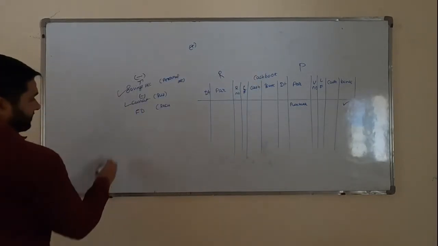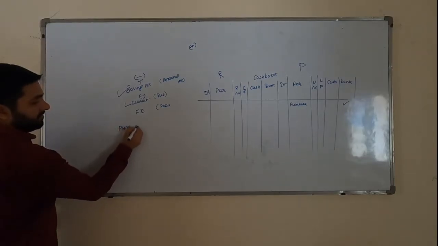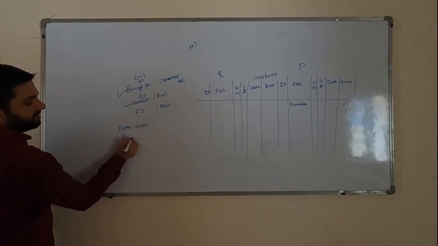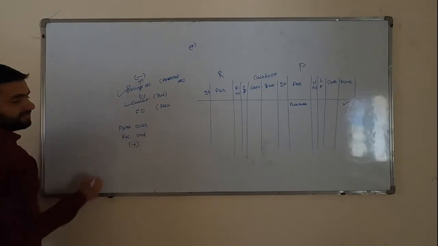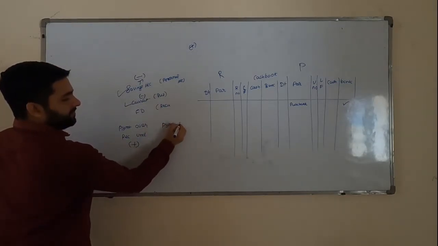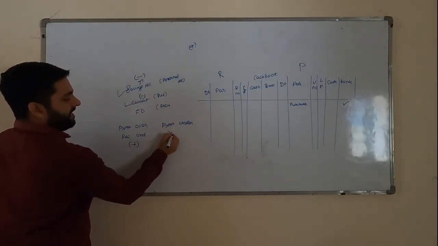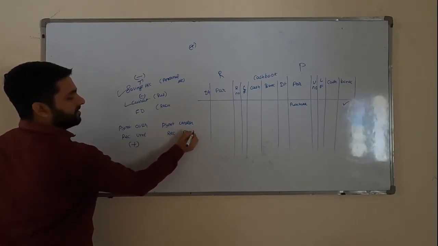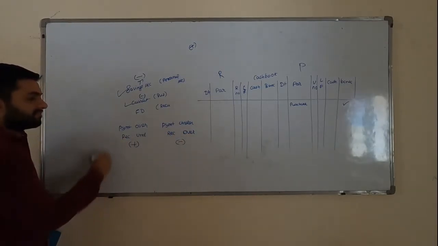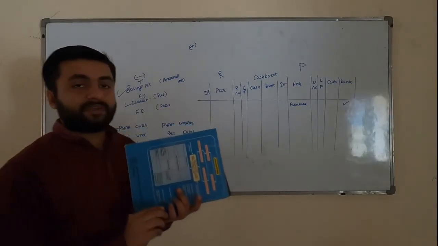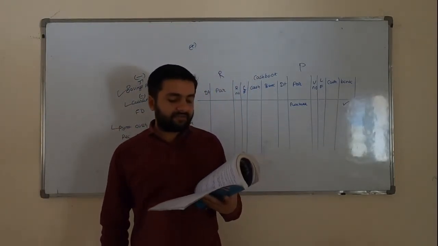See again, I will show you. Payment overcast, receipt undercast, both are added. Then payment undercast and receipt overcast, both are always subtraction. So this is asked, so we will add. So write plus near number 10.